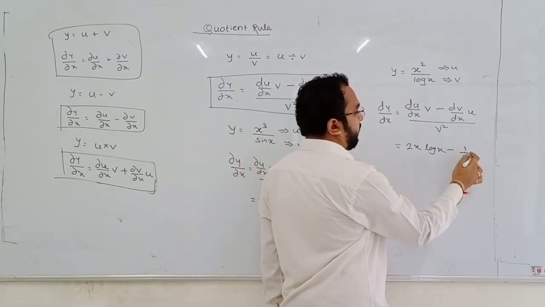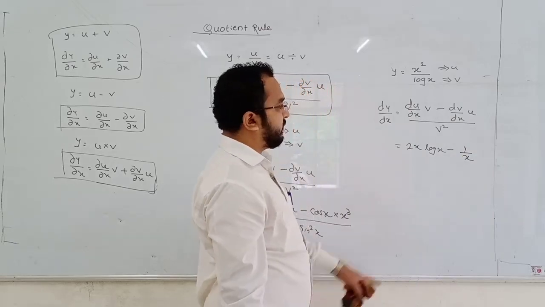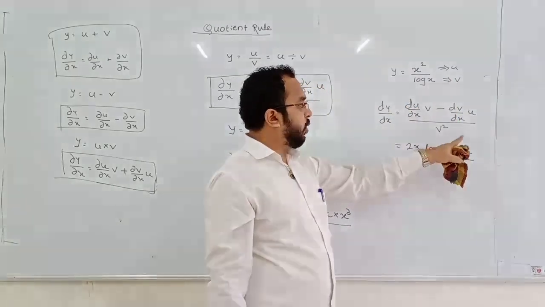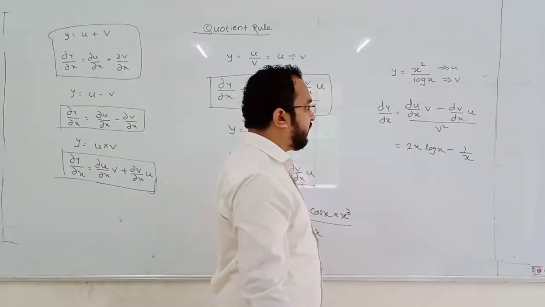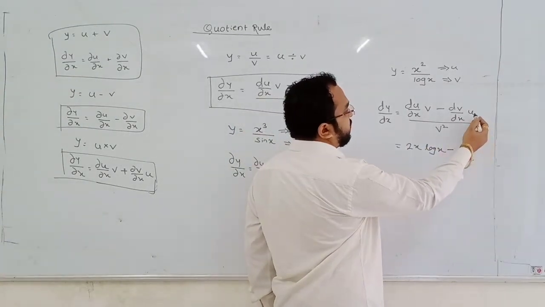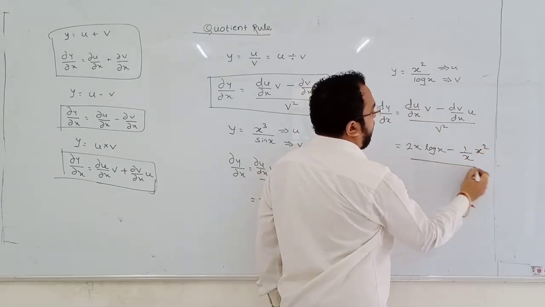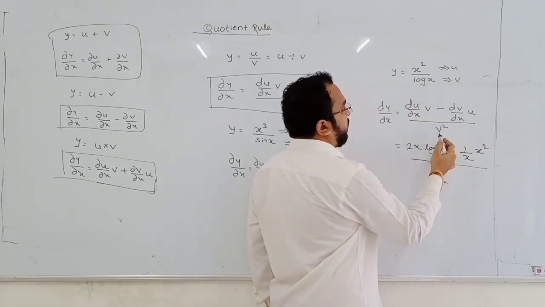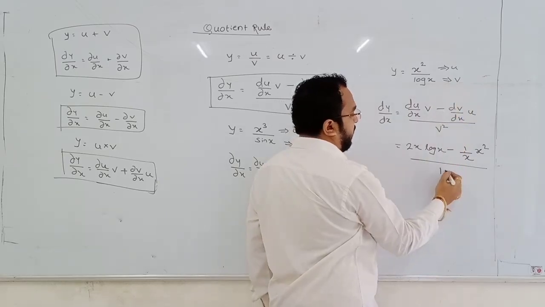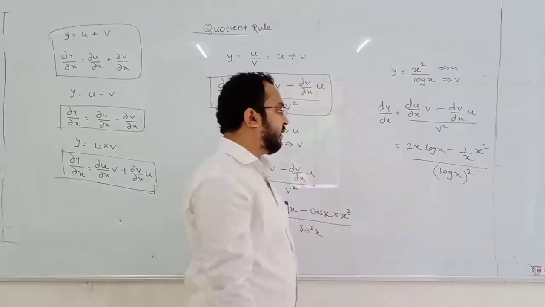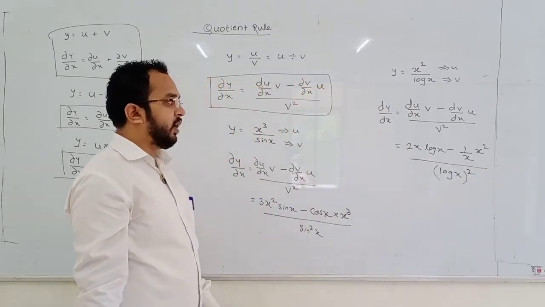We have studied that. Differentiation of log x, dv by dx. What is v? Log x. And differentiation of log of an algebraic function is 1 by x. Then first function as it is. What is the first function? u, that is x square upon v square. v square means the second function the square, that means log x the square.